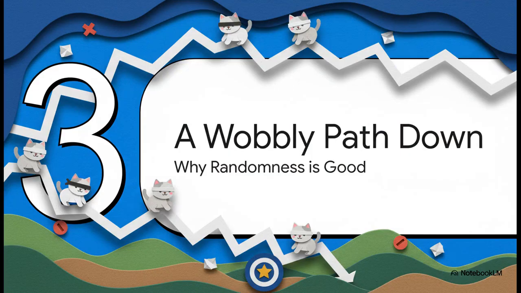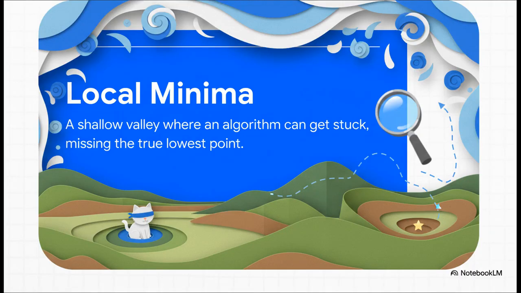All right, so here comes the big reveal. Why is this wobbly, random, uncertain path actually better than a smooth, direct one? Why is being a little bit messy a good thing? Well, the problem is something called a local minima. Imagine our error landscape isn't just one big perfect valley, but it has lots of little dips and shallow potholes all over the place. A simple downhill algorithm could easily just roll into one of these dips and get stuck thinking, hey, I'm at the bottom, when the real, much deeper valley, the global minimum, is just over the next ridge.